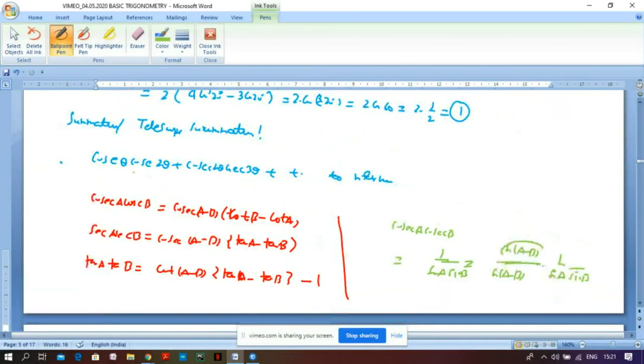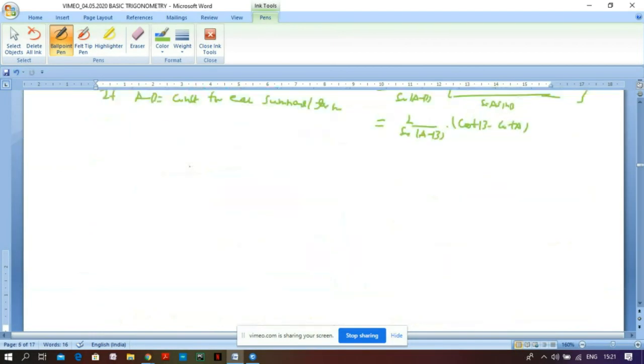Let's derive cosec theta cosec 2 theta. So this is 1 by sine theta sine 2 theta. That is nothing but 1 upon sine theta, because the difference of 2 theta and theta is theta, times cot of B minus A. So we have assumed A minus B here, so cot of theta minus cot of 2 theta. In an exam, you should not take much time to derive it. It should come to you very quickly.